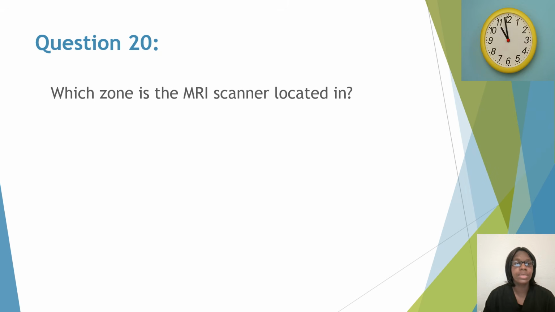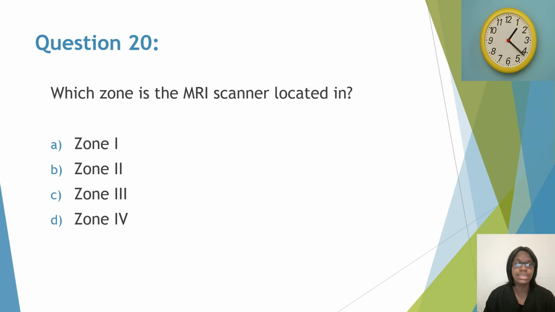Question 20. Which zone is the MRI scanner located in? Like I was saying, this may be an easy question for some of you all, but for people who have not started MRI school and are looking ahead, they can benefit from this question. A, zone 1, B, zone 2, C, zone 3, D, zone 4.